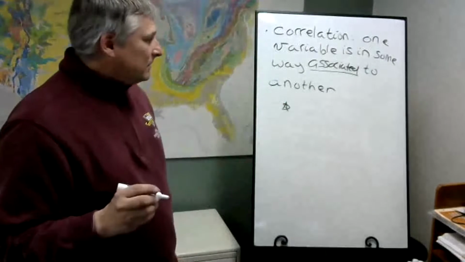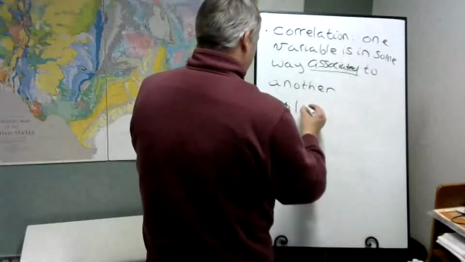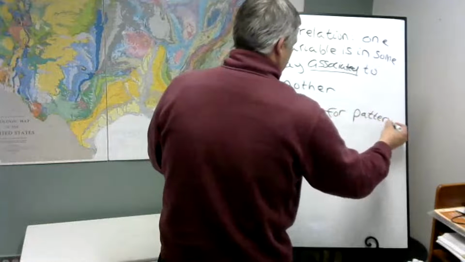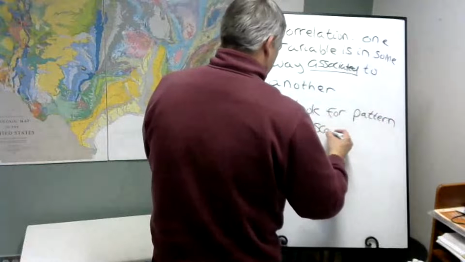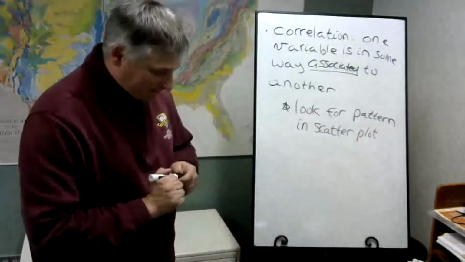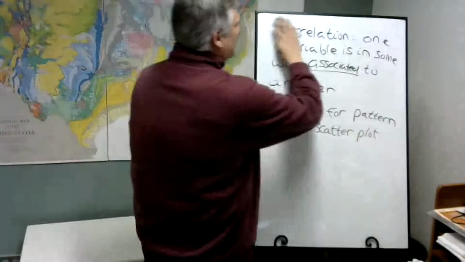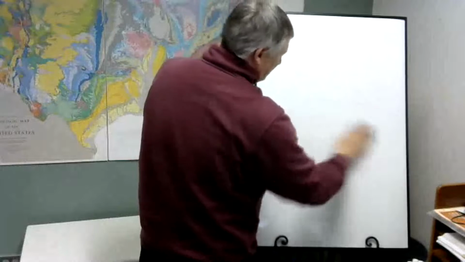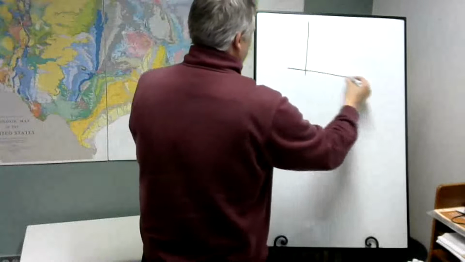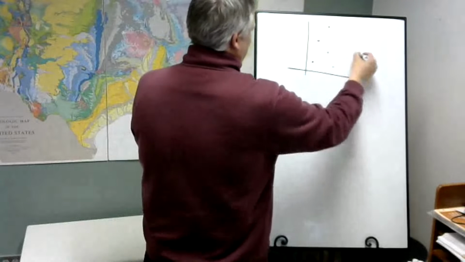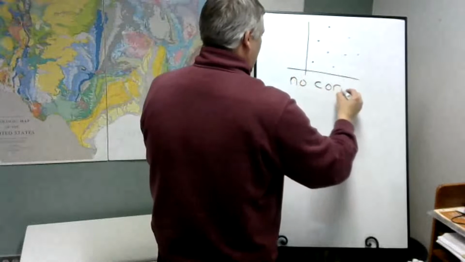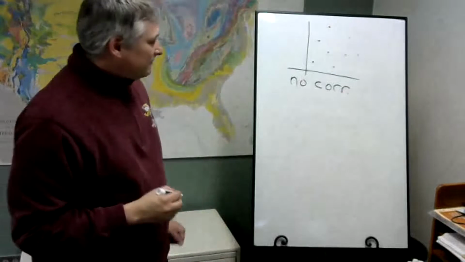So basically, in our scatter plot, we want to look for a pattern. That's what we want to look for. Now, there are different types of correlation depending on the pattern. If we have a scatter plot like this, and everything's just kind of all over the place, this generally means no correlation.